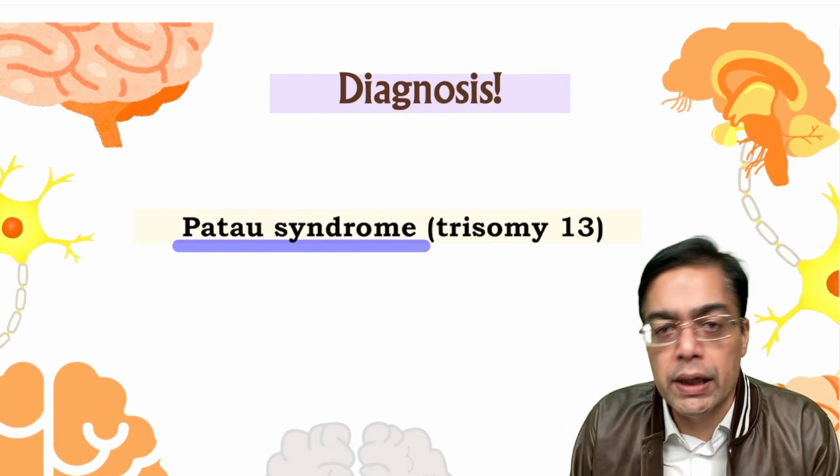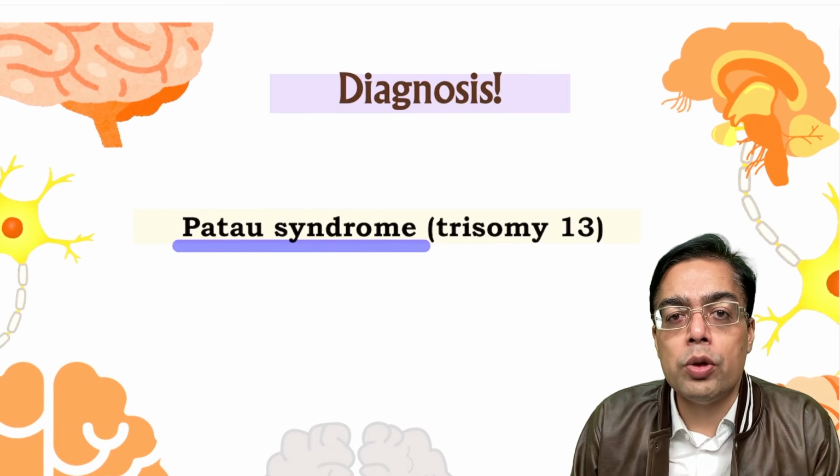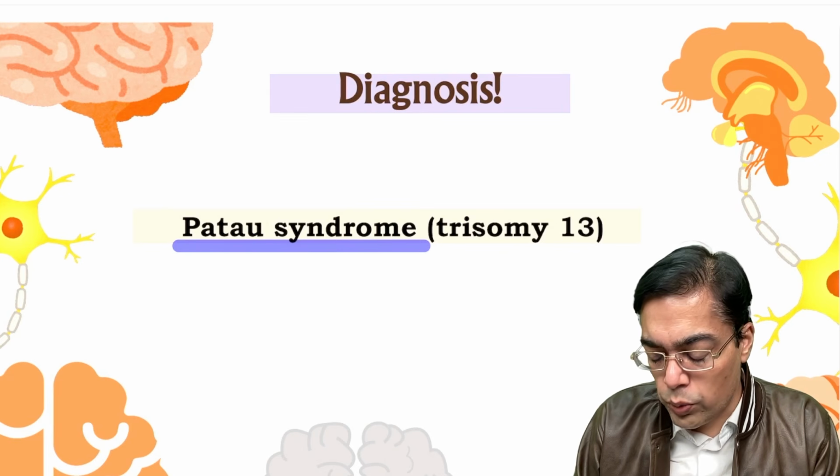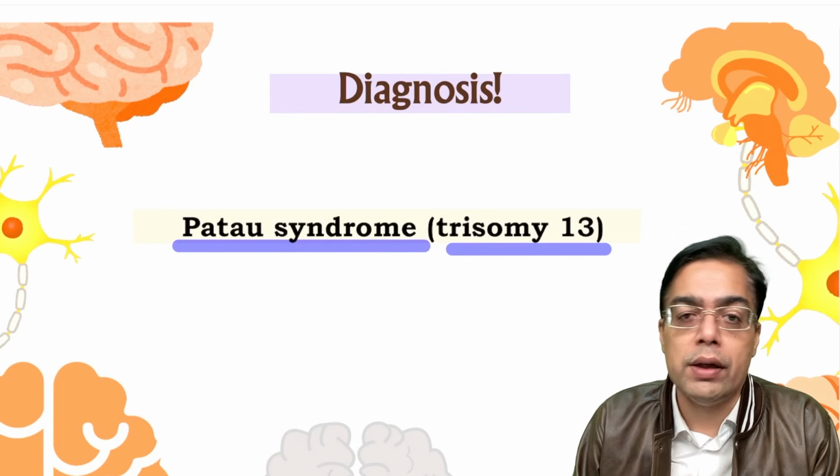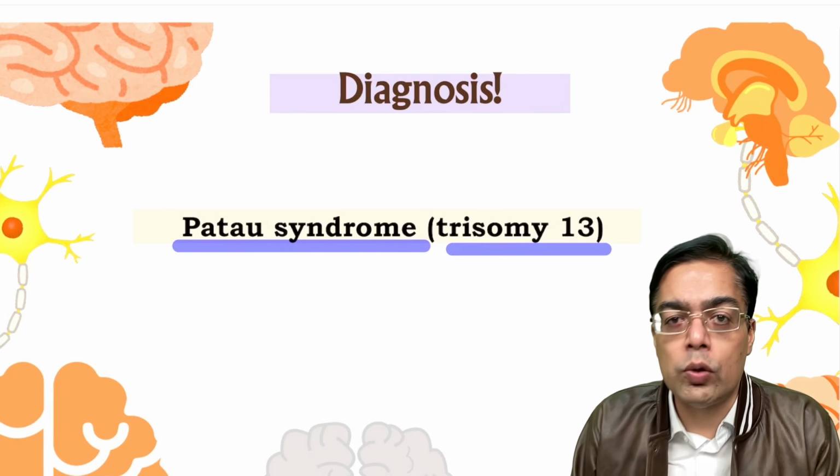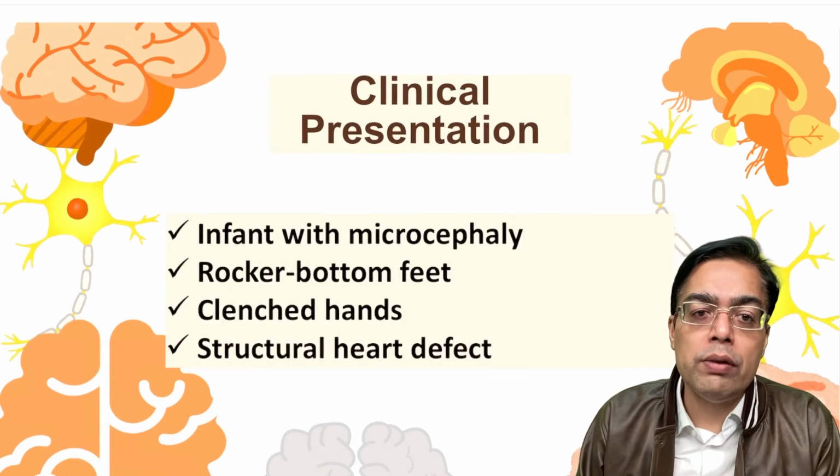Now, what has been separately asked you is a question, guys. Patau syndrome is going to be an example of a condition which is going to be associated with which trisomy? This is trisomy 13. Of course, there are other trisomies that you would also like to recall, and this is how we will talk about them.